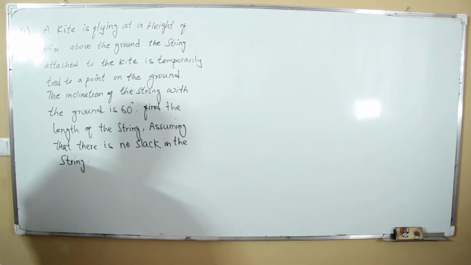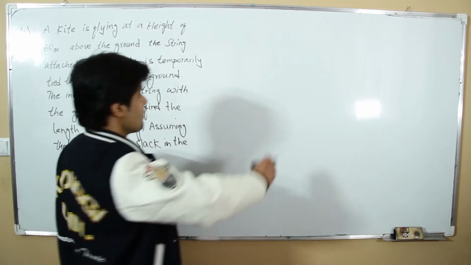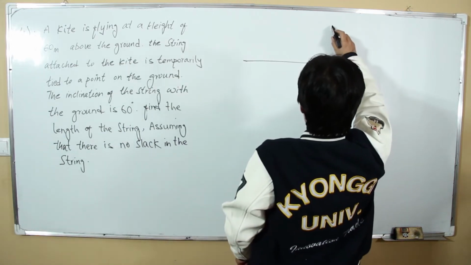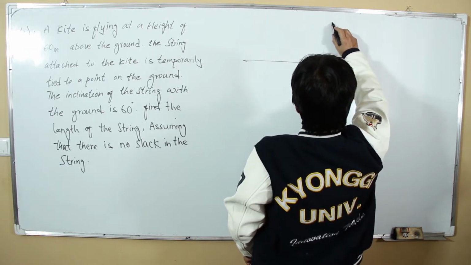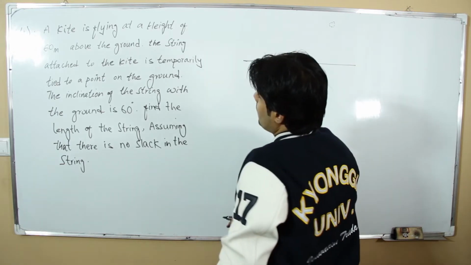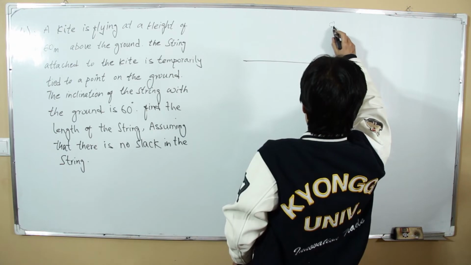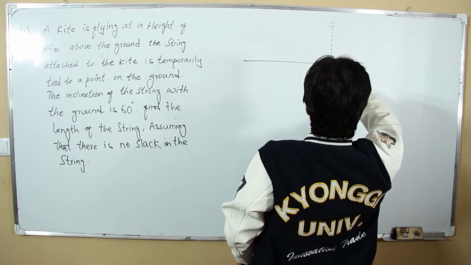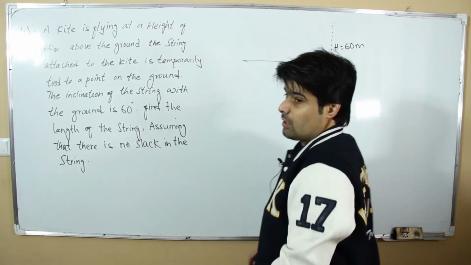Question number 4. A kite is flying at a height of 60 meters. What does it mean? Suppose this is our ground and we have a kite here. This is a kite. It is 60 meters above the ground. The height is this one, h is 60 meters above the ground.